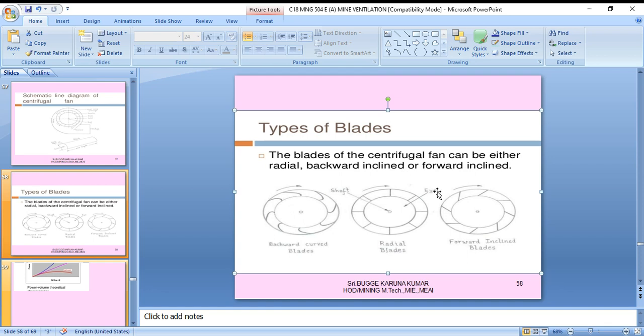This is a radial shaft and eye. This is the shaft rotating. The blade is exactly perpendicular. Forward blade inclined: this is inclined towards this side. This is forward inclined. So these three types of blades can be used: backward curved blades, radial blades, and forward inclined blades.